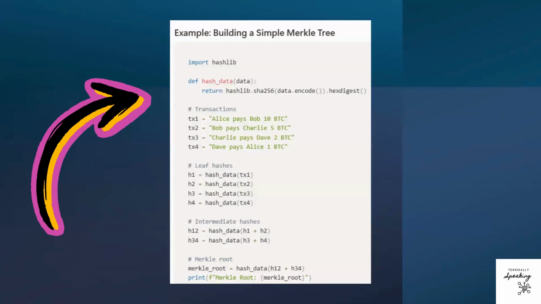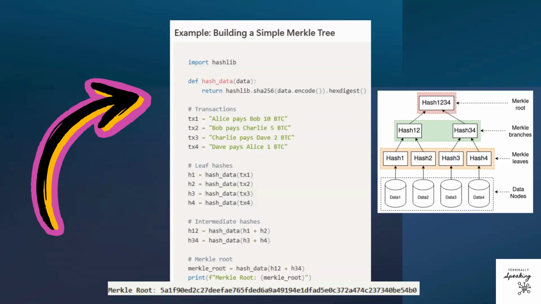Then we're calculating intermediate hashes. This combines the hashes of adjacent transactions. As you can see, hash 1 and hash 2, and hash 3 and hash 4. Now, the next line of code is calculating the Merkle root. This combines the intermediate hashes, hash 1,2 and hash 3,4, and hashes them to form the Merkle root. The Merkle root is the topmost hash of the tree and represents all transactions below it.